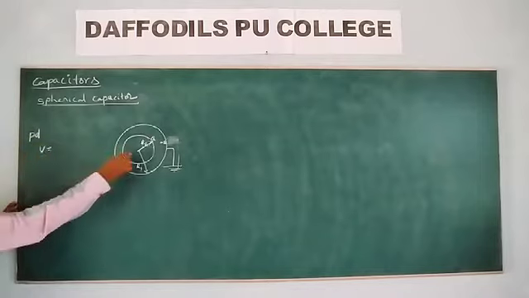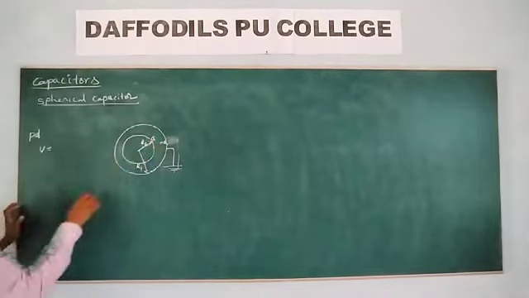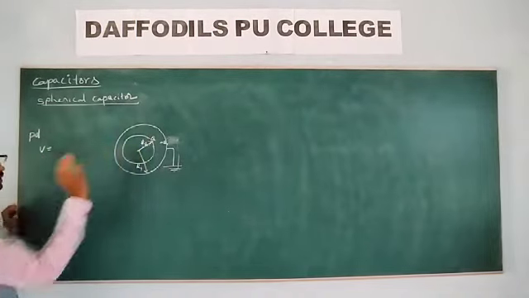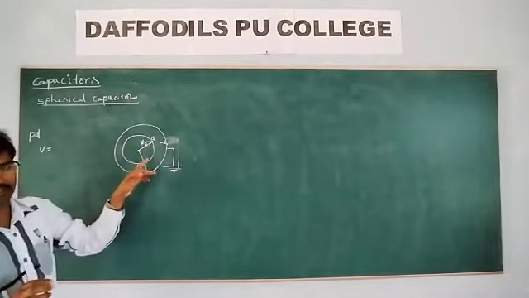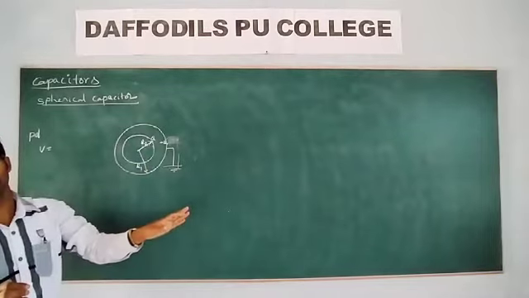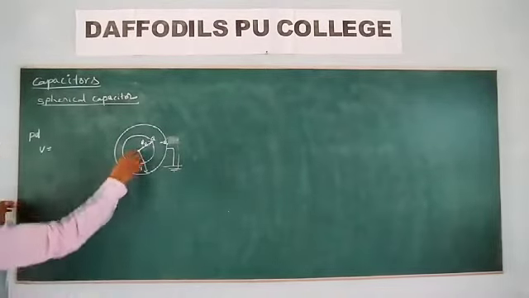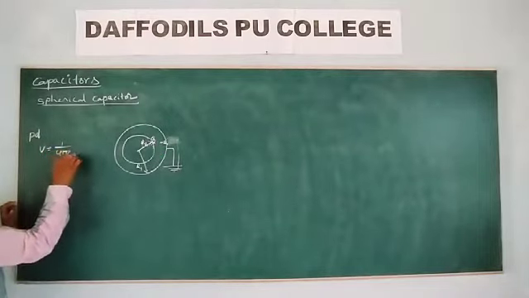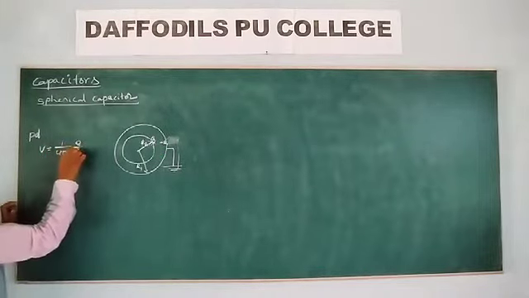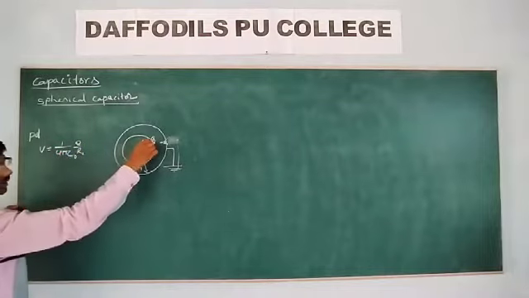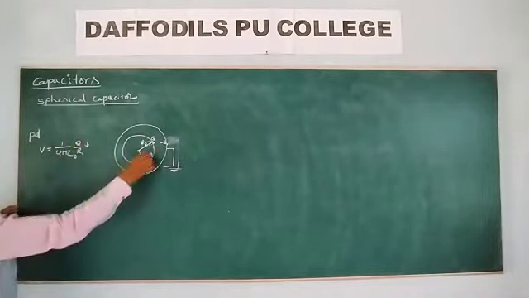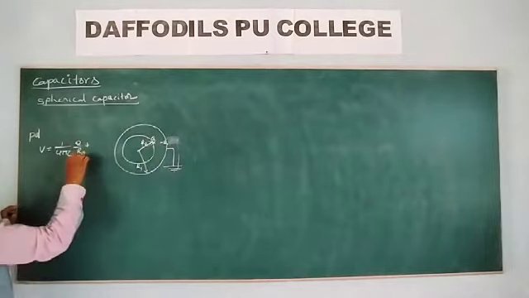V is equal to V1 plus V2, the potential due to this one and the potential due to that one. Remember, inside a spherical shell the potential remains constant. Then what will be the potential at this point? V is equal to 1 by 4 pi epsilon naught Q by R1 due to this one, whereas the outer sphere has radius R2.